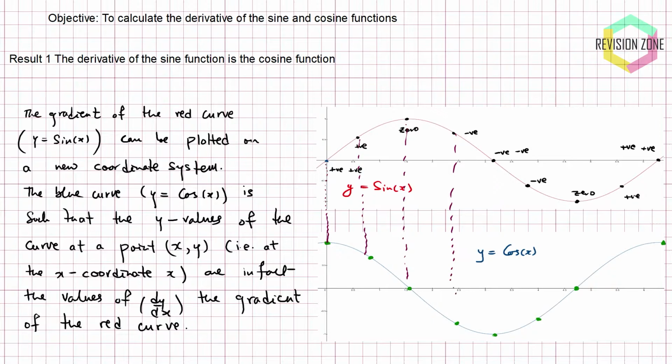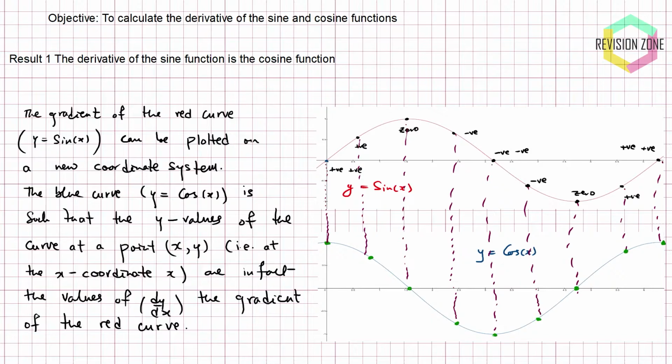Just doing this sort of graphically, we can start to get a sense of how the gradient is behaving on that red curve. And obviously, this is not a proof. This is just sort of an intuitive description of what's really happening. And we can see intuitively that it shouldn't come as a surprise that the derivative of the sine curve is actually going to be the cosine curve.